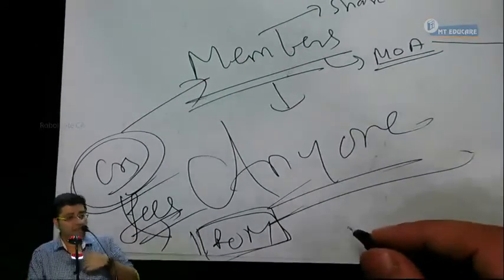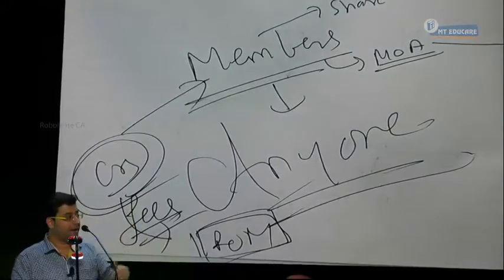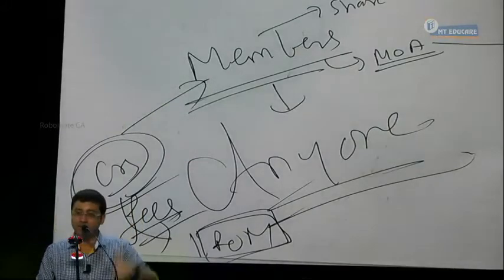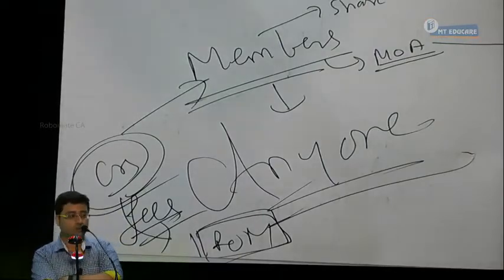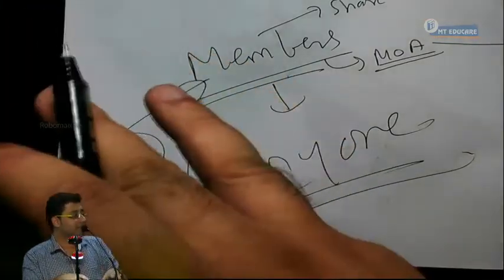Suppose I tell you that I am a creditor of Reliance Industries. I go to a bank and tell them that I am a creditor of Reliance Industries. Do you know that company? Oh, you sell goods to Reliance Industries also. Okay, that is the impression I am creating on the bank.